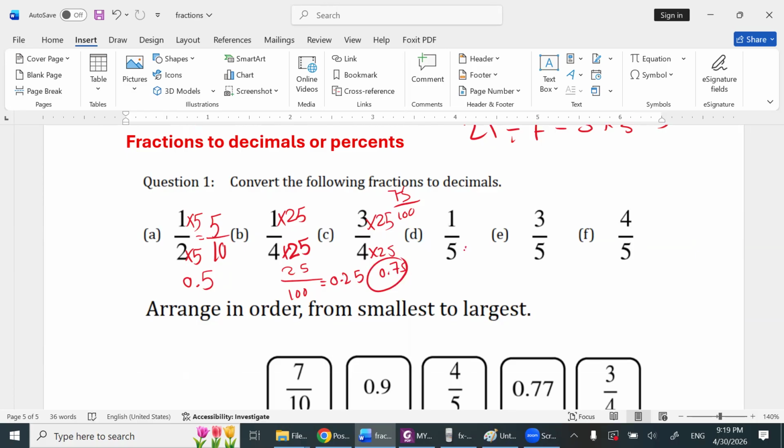1 over 5, you can multiply 5 up and down by 2, then you can get 2 over 10, which is 0.2. 3/5, you can multiply 5 up and down by 2, so it will get 6 out of 10 or 0.6. Multiplying the denominator by 2 up and down, so you have 8 over 10, so 4 over 5 will be 0.8.